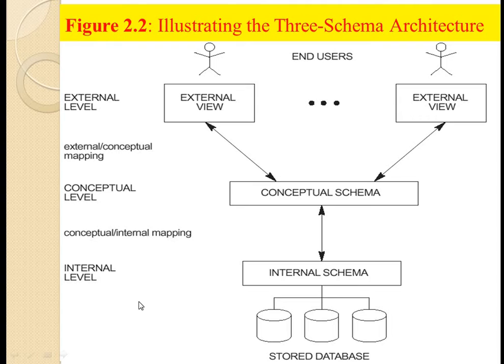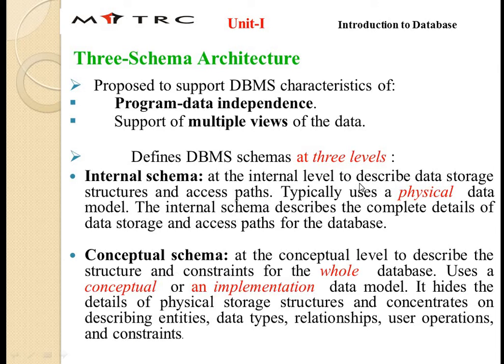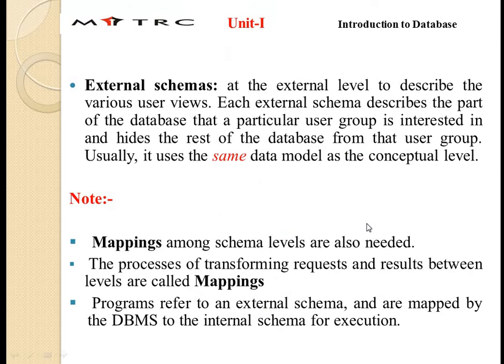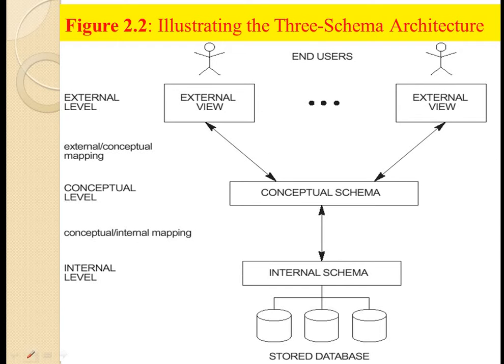Now at the bottom is the internal level, or the internal schema, which represents the internal level to describe the storage structures and the access paths. So in short, we can say that the physical data model is used and it describes the complete details of data storage and access paths for the database. Now if we see these three levels, at the top level we have the external level, in the middle the conceptual level, and at the bottom the internal level.